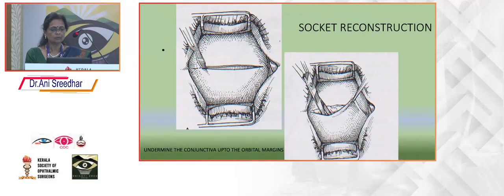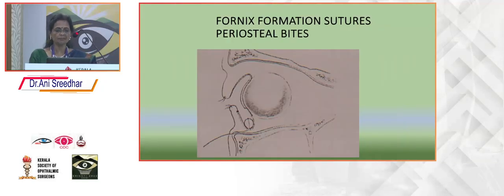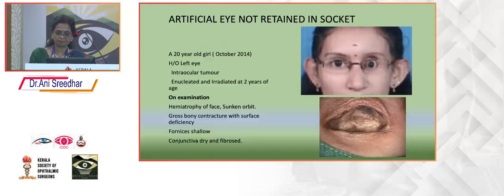Sometimes you have to undermine the conjunctiva. You have to create the new fornices. So you have to undermine the conjunctiva up to the orbital margins till you feel the bone. You just go under the conjunctiva and put bolsters in the fornices, which come out through the skin, and then you tie them over the skin. So the fornices are deepened.